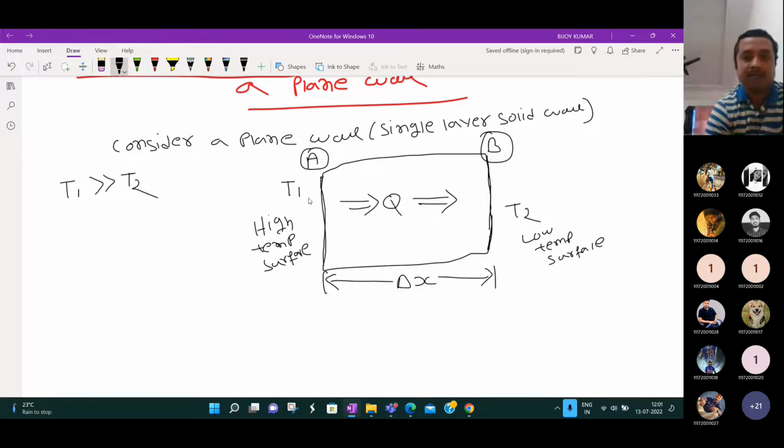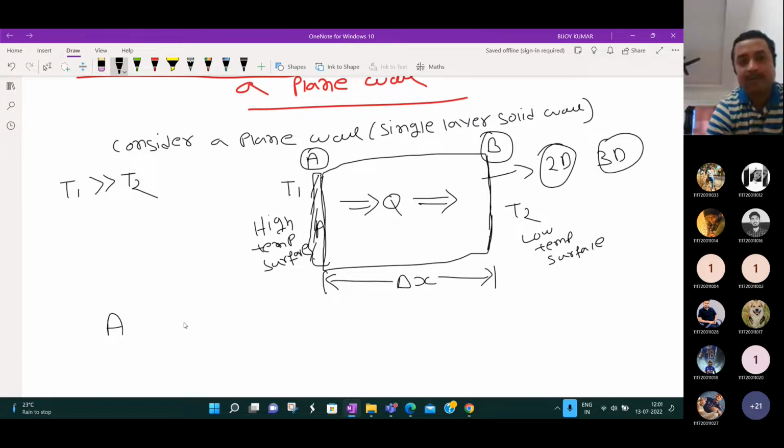Now, another term is area. Let us say this area is called A. This is just a 2D diagram, so just imagine it as 3D. What is the heat transfer area? We told heat transfer area will always be perpendicular to the direction of heat flow. So this is the heat flow direction, and this is the perpendicular direction. Imagine this as a 3D diagram. This area is called the heat transfer area.